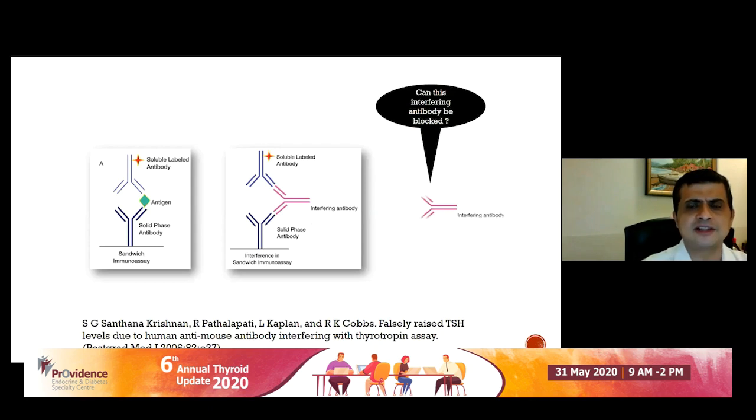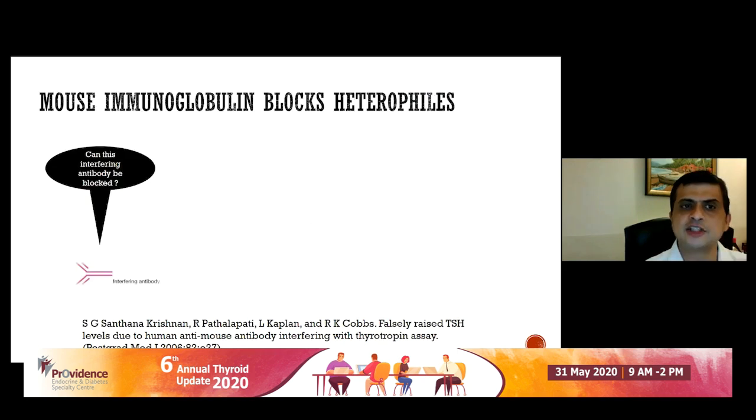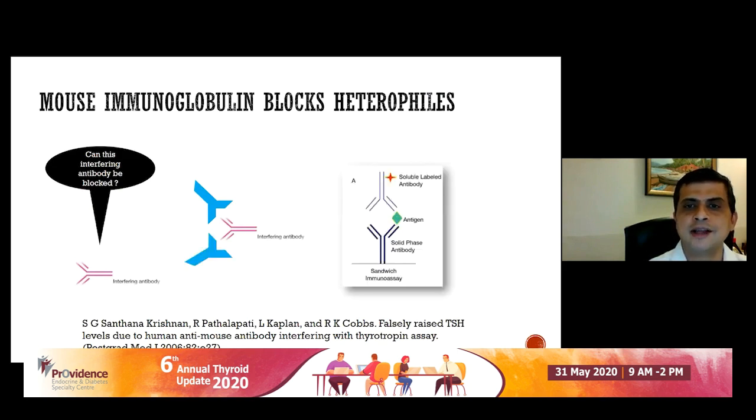So the question is, supposing a patient's TSH doesn't come down, you'll have to look at the possibility of these antibodies. Some of these antibodies are called heterophile antibodies. Can this antibody be blocked? Yes, this interfering antibody can be blocked by using a simple mouse immunoglobulin. If you use a mouse immunoglobulin to block these heterophile antibodies, then the true antigen, which is TSH, will bind to the soluble labeled antibody, or signal antibody, and the solid phase antibody, also called the capture antibody.